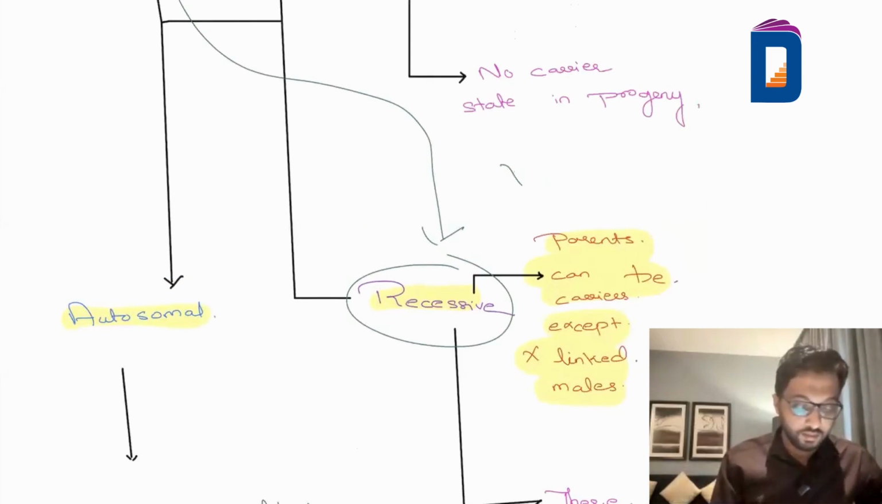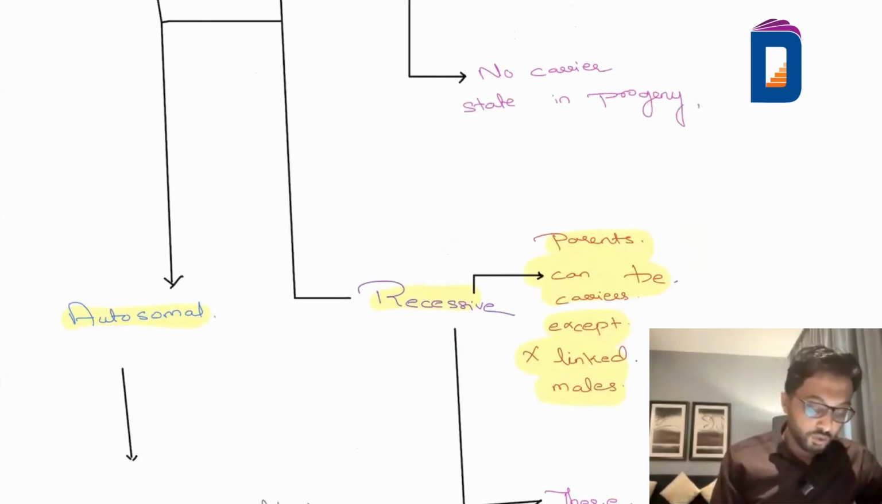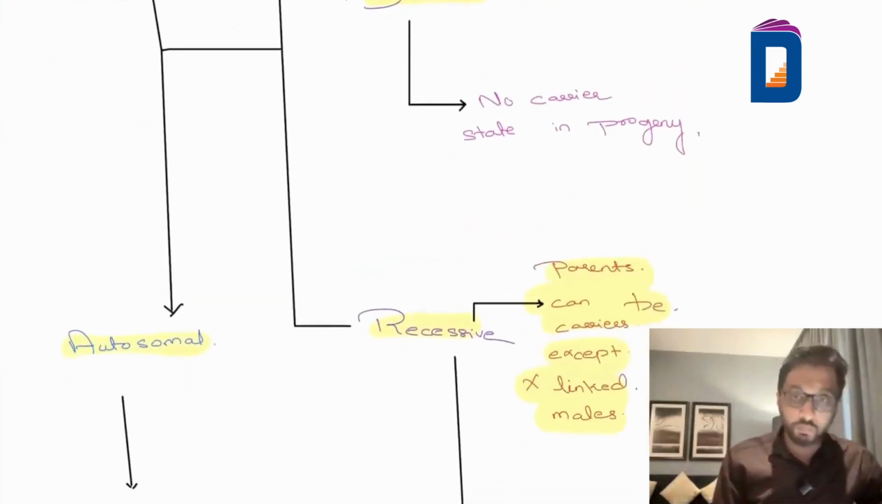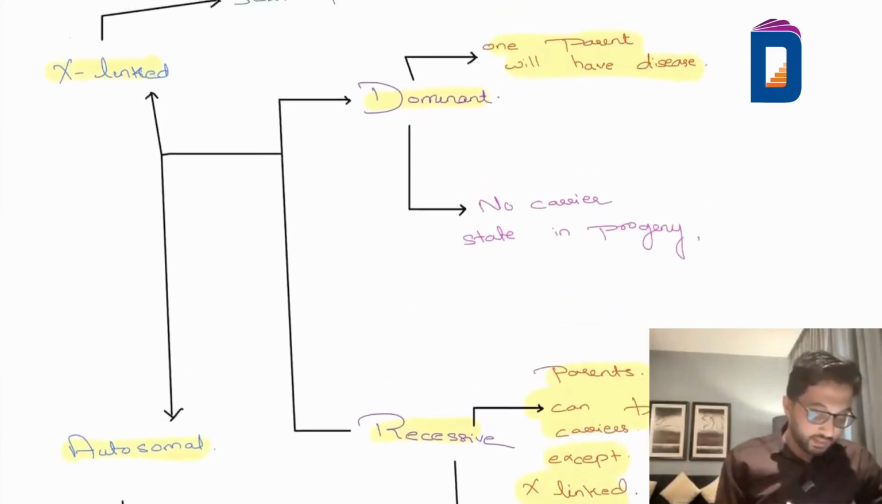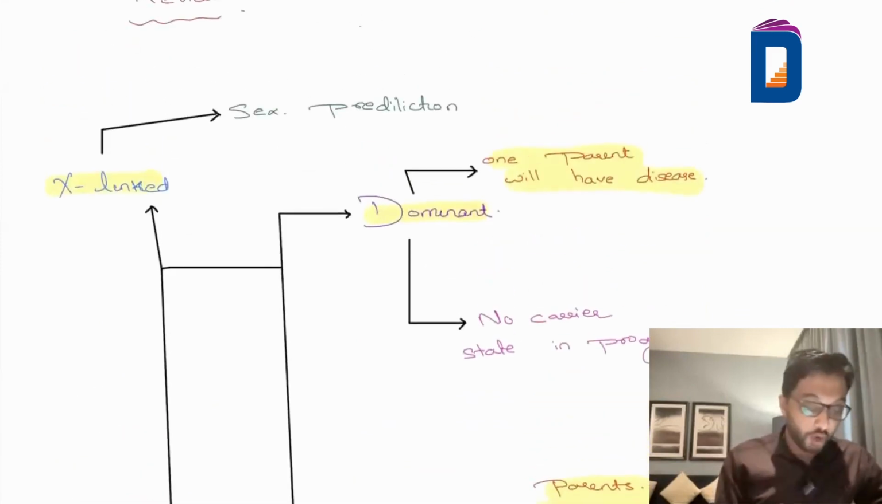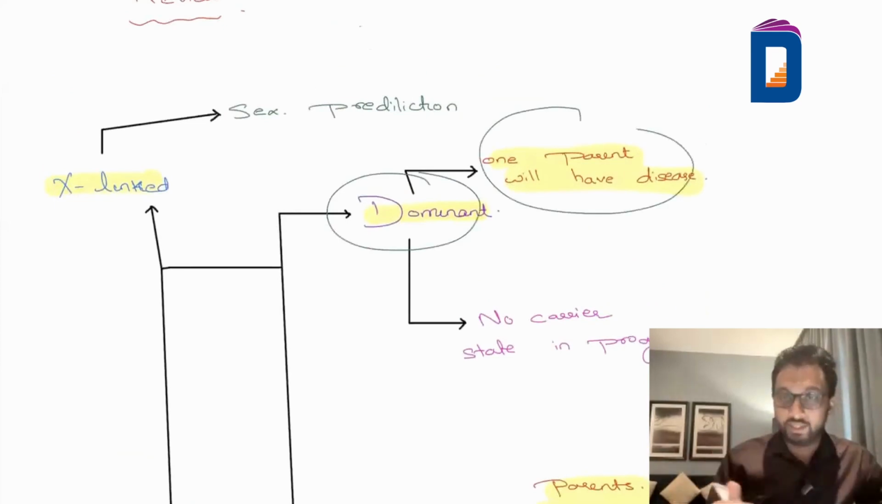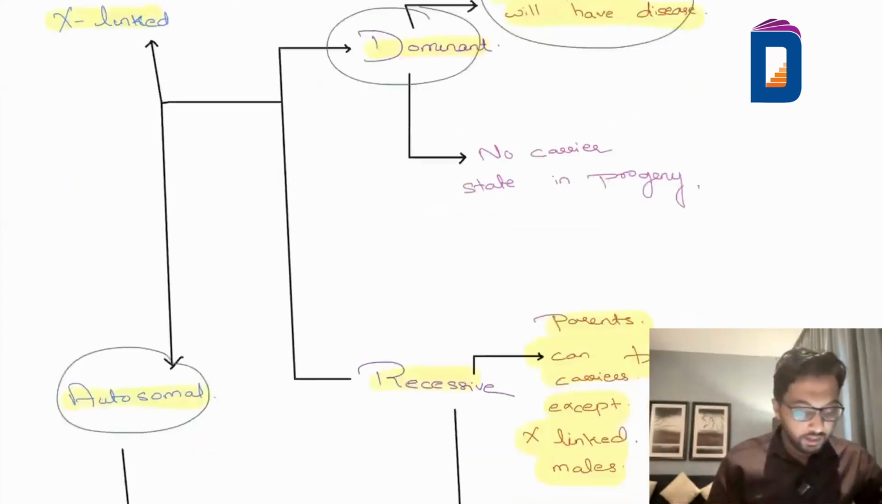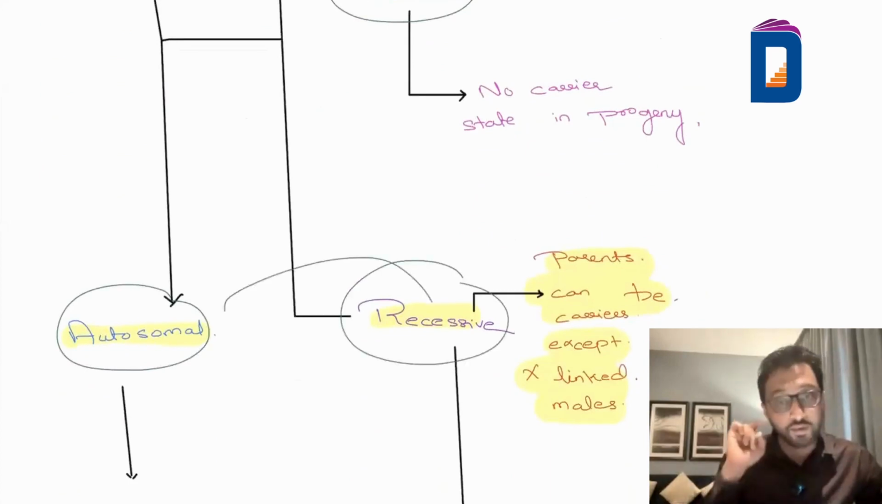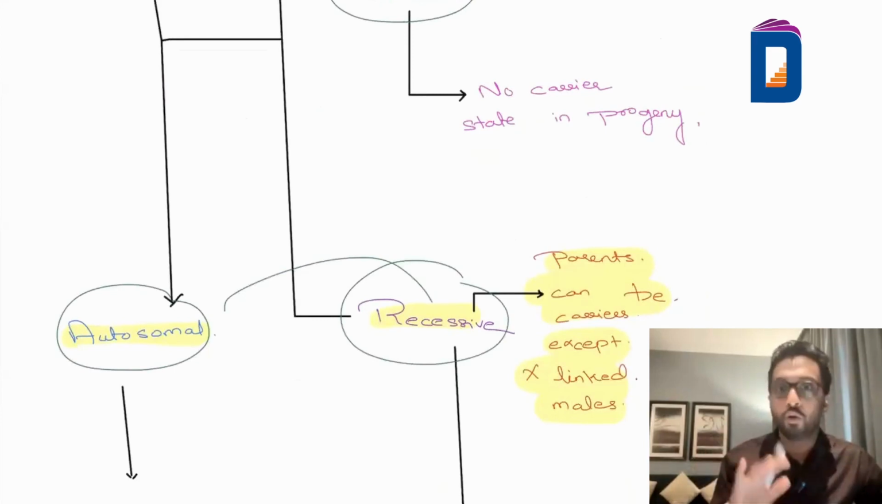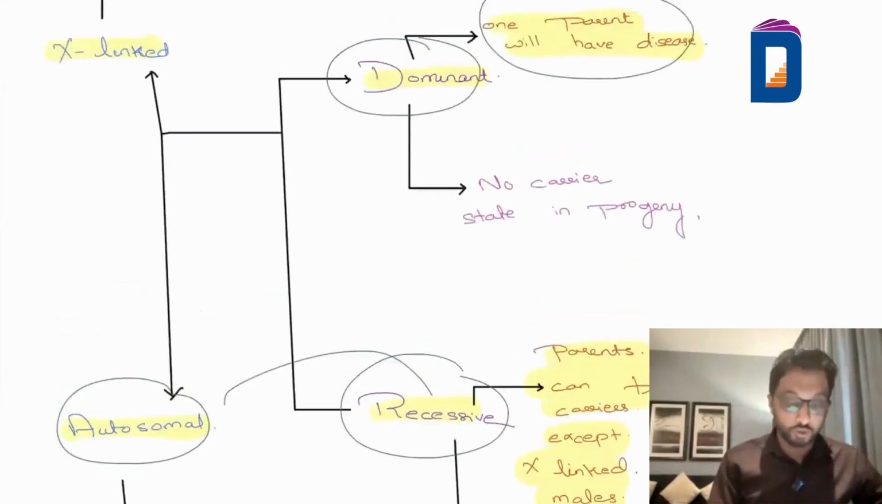Understood? Any confusion here? Just ask me if you want me to repeat. Very, very simple it is. Once again, I'll repeat it. If it's autosomal dominant, one parent will definitely have the disease. We'll see examples. If it's autosomal recessive, parents can be carriers. It is not necessary that the parent will have the disease. You'll see normal parents, but children will have the disease. This is the autosomal case.